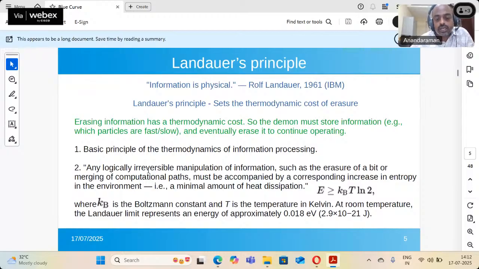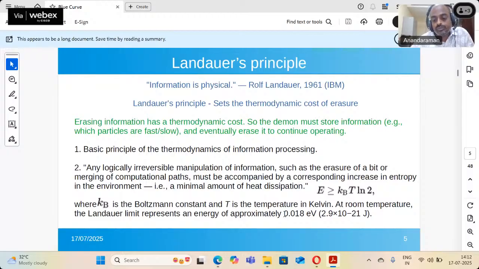So any logically irreversible manipulation of information, such as erasing of a bit. If you are erasing, then you cannot bring it back. So that is an irreversible operation. Erasing a bit is an irreversible operation. Whatever irreversible operation you do, there is a thermodynamic cost involved. Okay, it must be accumulated. So he is telling that the energy is kB T logarithm of 2. Okay, kB is the Boltzmann constant, T is the temperature in Kelvin, room temperature, and logarithm of 2.